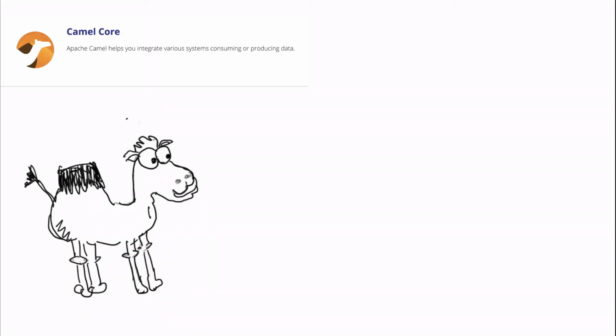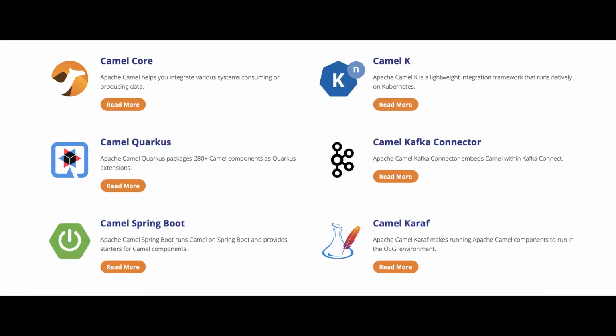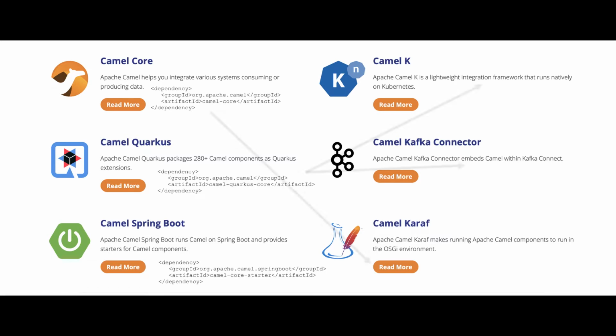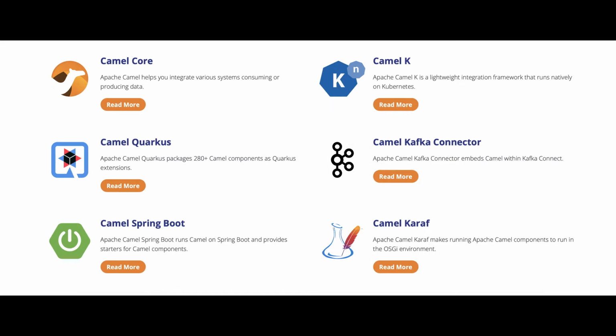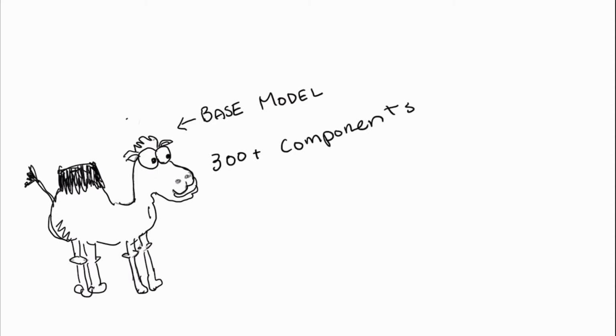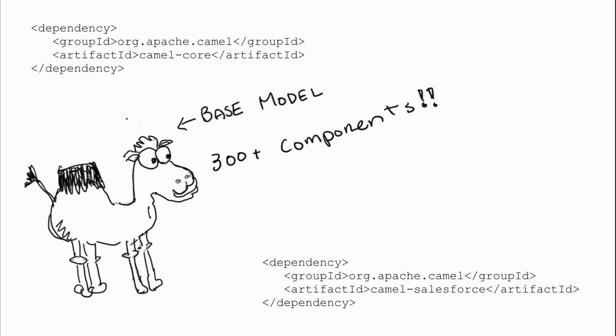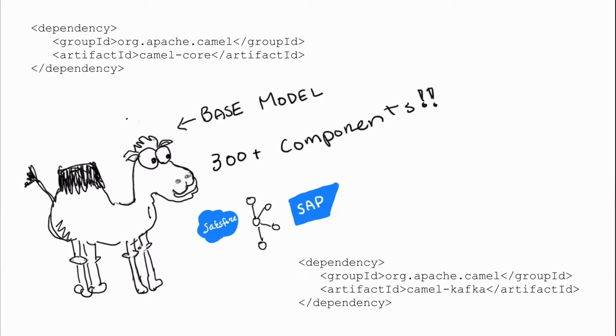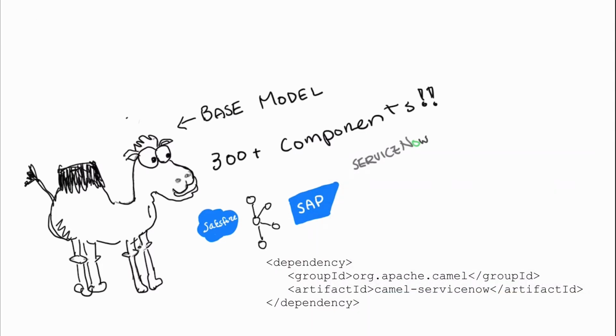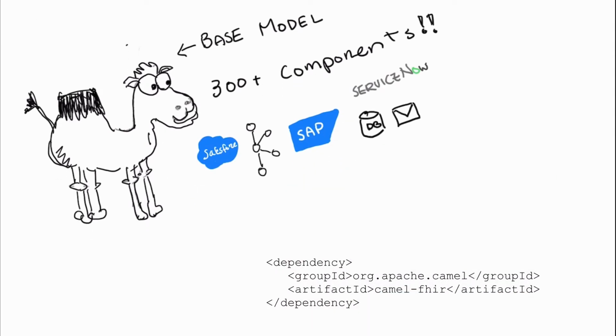Now let's take a look at the first camel project, Camel Core. You can think of Camel Core as the base model for camel. All the other camel projects that I will be talking about today are just an upgrade or a different version of camel. Basically, they all do the same thing, which is integrate. And you can also use it to plug in all the 300 components such as Salesforce, Kafka, SAP, ServiceNow, or any other public cloud services, as well as supporting industry standard data shapes and formats, and so on.